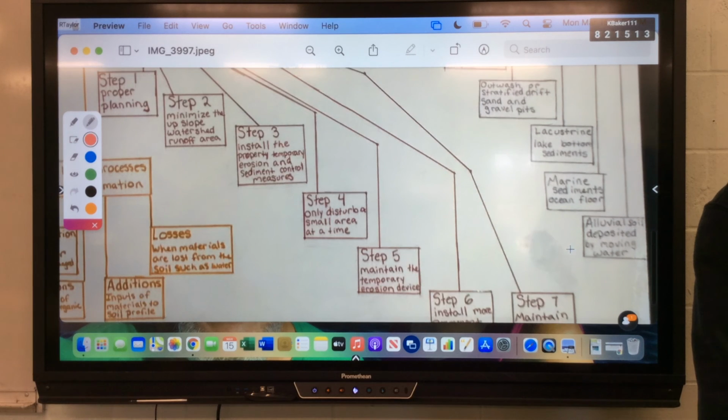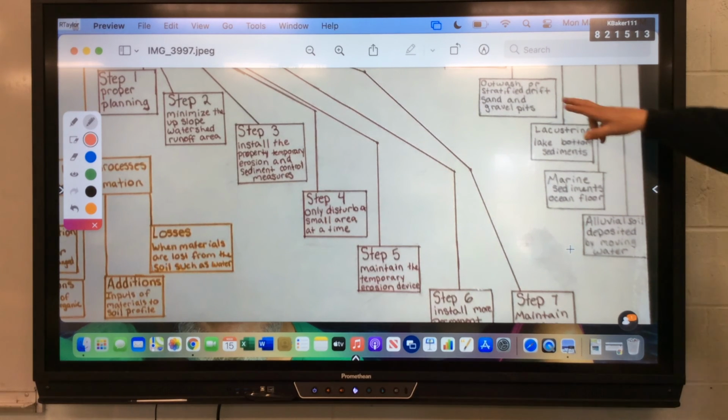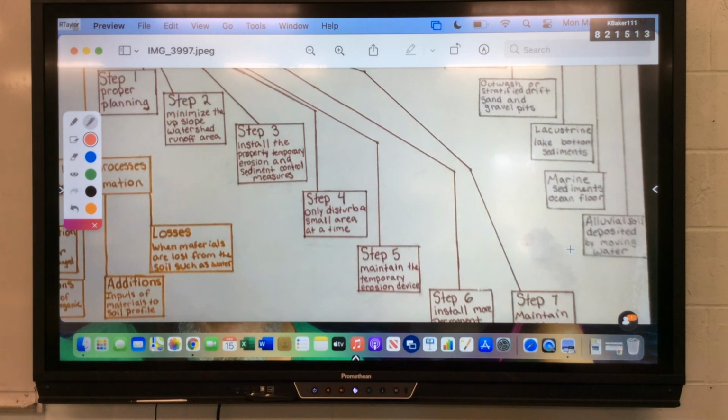All right, a couple more and we'll be done. The next one is called outwash or stratified drift. And this happens in sand and gravel pits. How many people have seen a sand or gravel pit? Right? Big deposit of sand.